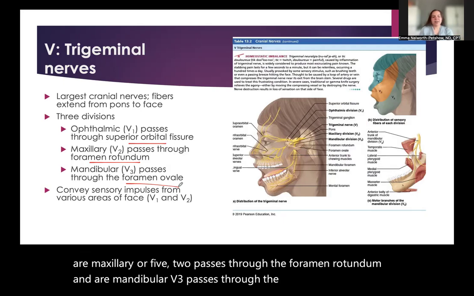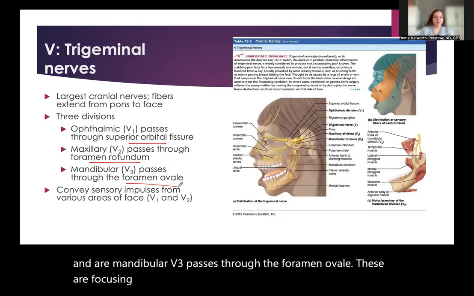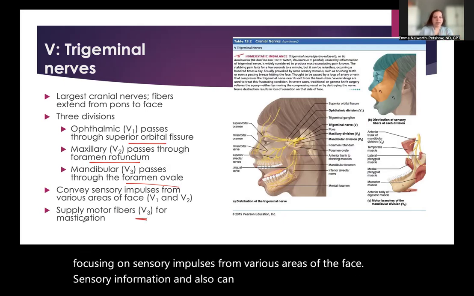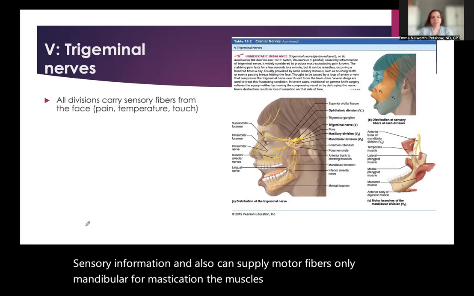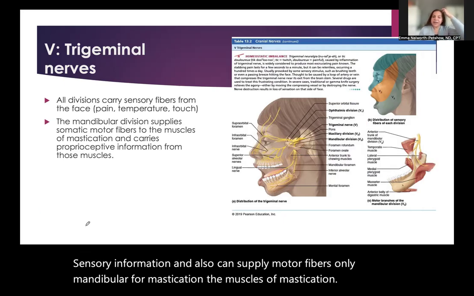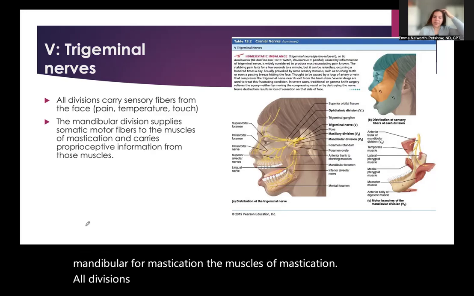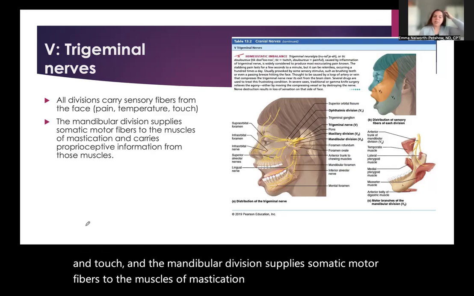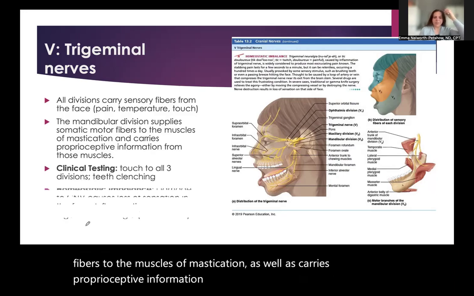These are focusing on sensory impulses from various areas of the face, and also can supply motor fibers, only mandibular, for mastication, the muscles of mastication. All divisions carry sensory fibers from the face: pain, temperature, and touch. And the mandibular division supplies somatic motor fibers to the muscles of mastication, as well as carries proprioceptive information from those muscles.